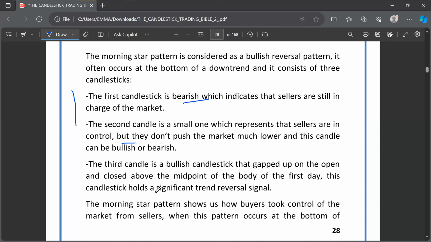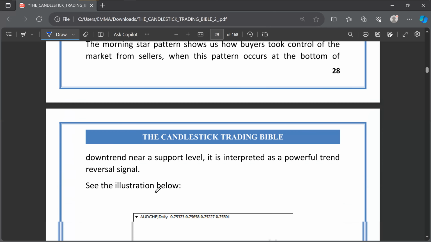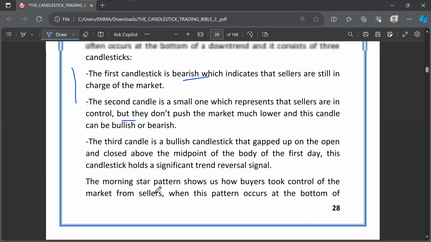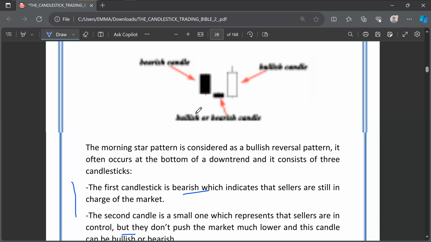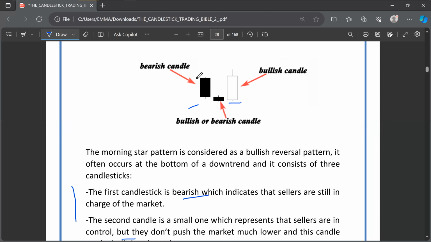When this pattern occurs at the bottom of a downtrend near a support level, it is interpreted as a powerful trend reversal signal. Don't worry, I'll come back to this. We were talking about the formation, how the pattern looks for easy identification. This one opens here. This is a bearish one. Bearish candles always open at the top and close down.